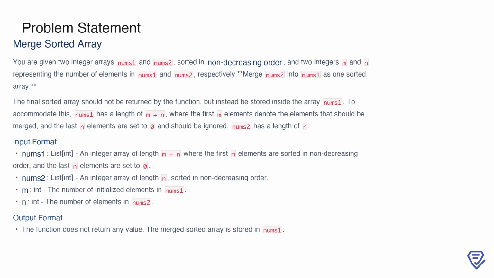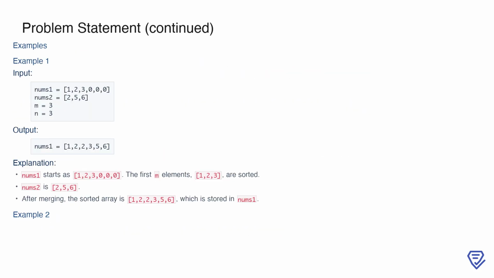Your task is to modify nums1 in place so that it contains all elements from both arrays, sorted in non-decreasing order. Let's take a look at an example to understand this better. Suppose nums1 is 1, 2, 3, 0, 0, 0, and nums2 is 2, 5, 6, with m and n both equal to 3. Initially, the first three elements of nums1 are 1, 2, 3, which are sorted, and nums2 contains 2, 5, 6.